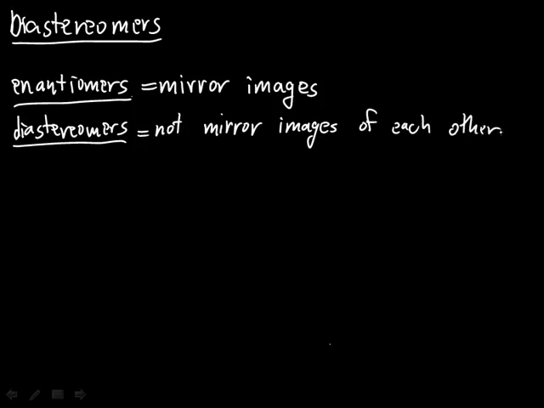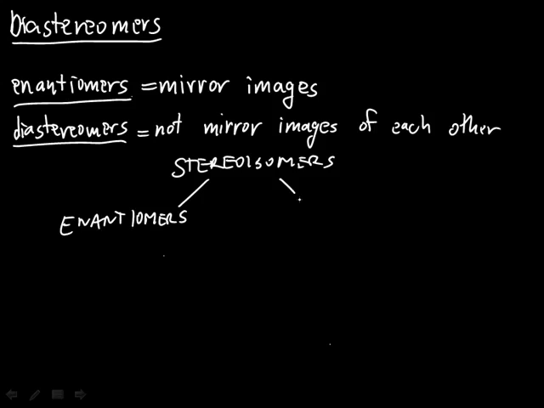And one way to look at this is to consider all stereoisomers, which then split into two big categories. One are enantiomers, which, as I said, are mirror images of each other, and the others are diastereomers, and these are all other stereoisomers, which are not mirror images of each other.